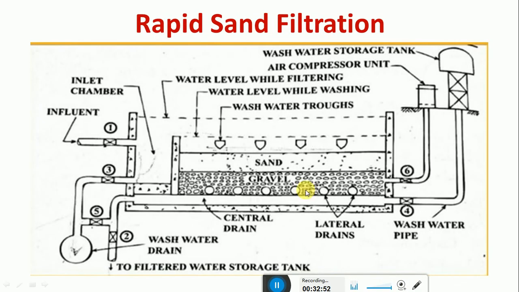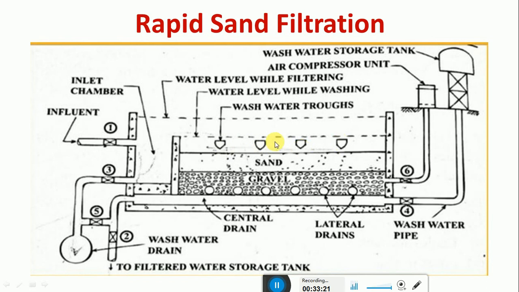Here you can see the valves V1, V2. This is the inlet valve, this is the outlet valve, this is V3, this is V4, this is V5, and this is V6. Okay, and this is the wash water storage tank. That means during the process of backwashing, valve V4 is open and water is allowed to flow through this bed of sand and gravel to clean the clogged material in the filters, and the wash water is collected by the wash water troughs.